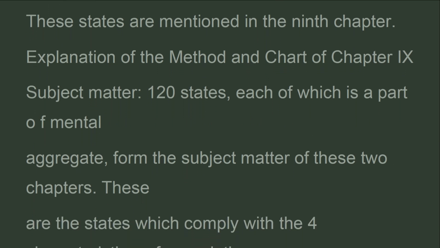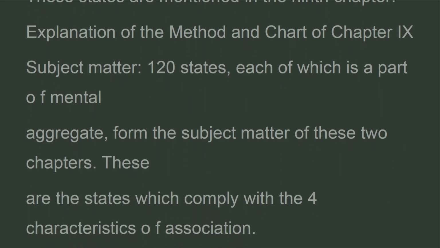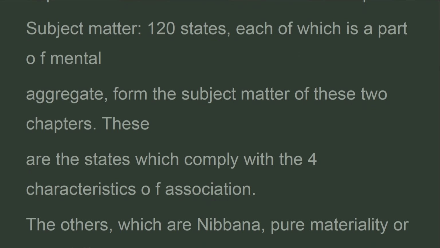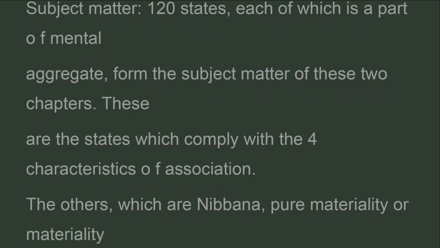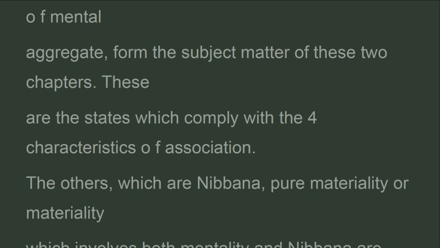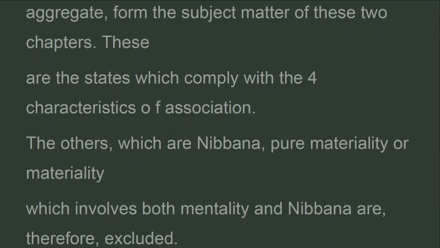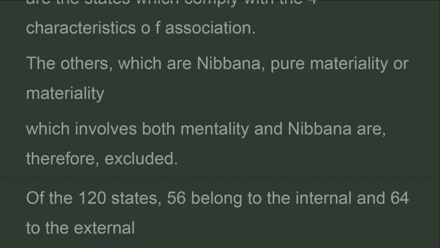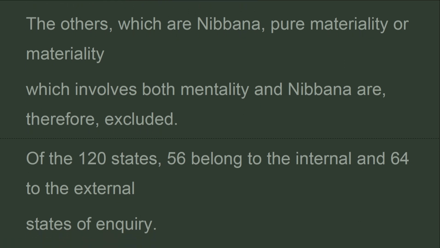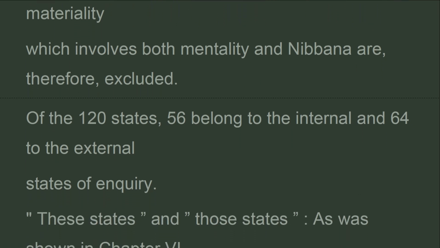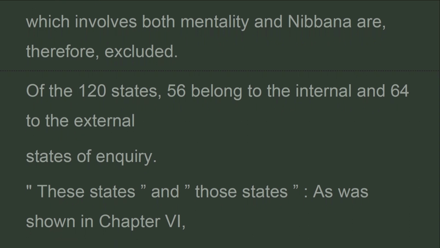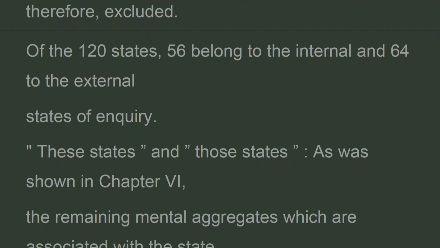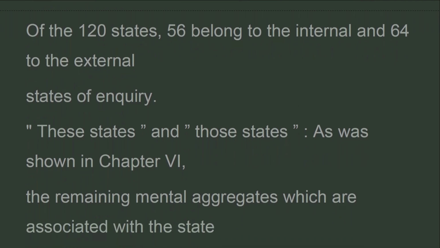Explanation of the method and chart of chapter 9. Subject matter: 120 states, each of which is a part of the mental aggregate, form the subject matter of these two chapters. These are the states which comply with the four characteristics of association. The others, which are nibbana, pure materiality, or materiality which involves both mentality and nibbana, are therefore excluded. Of the 120 states, 56 belong to the internal and 64 to the external states of inquiry.